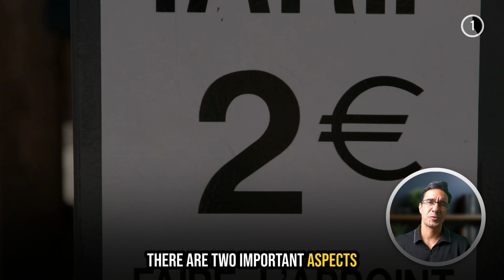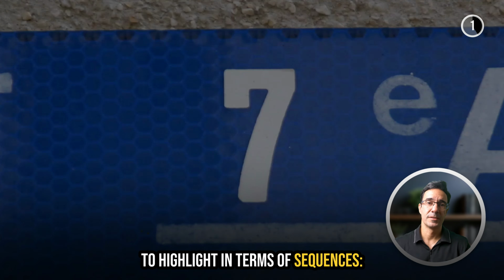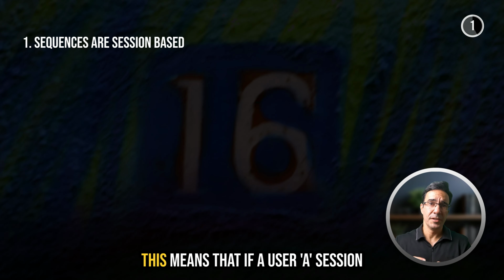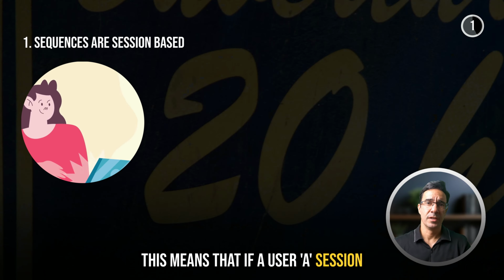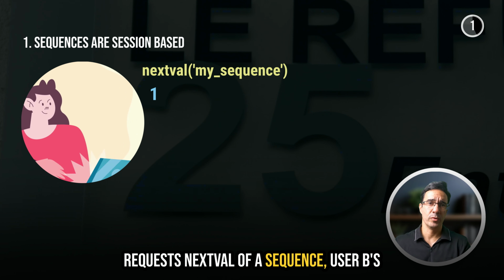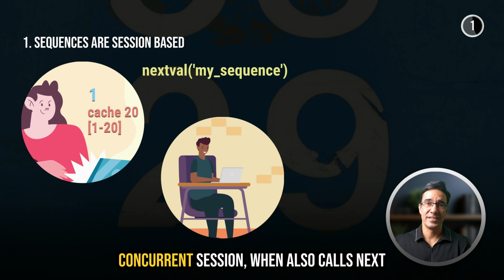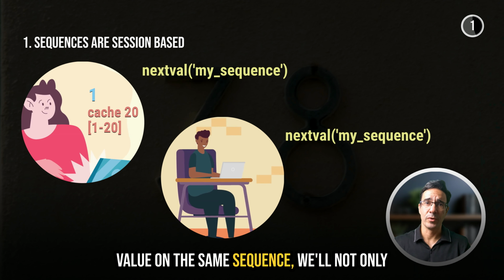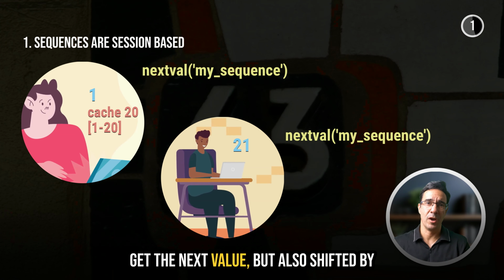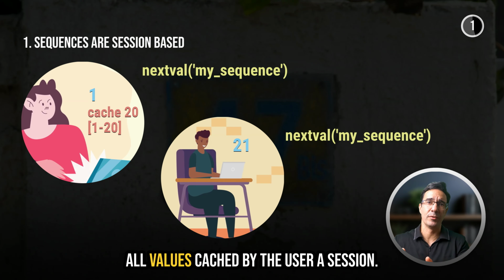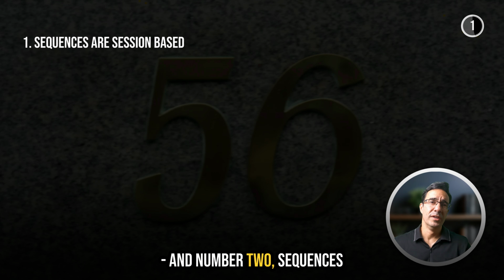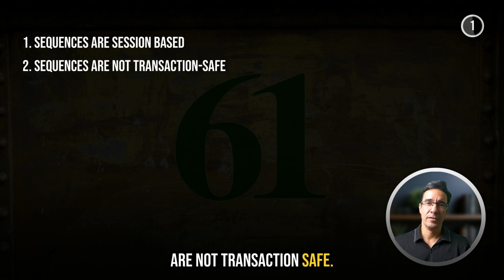There are 2 important aspects to highlight in terms of sequences. The number one is sequences are session-based. This means that if a user A session requests nextVal of a sequence, user B's concurrent session, when also calls nextVal on the same sequence, will not only get the next value but also shifted by all values cached by the user A session. And number 2, sequences are not transaction safe.